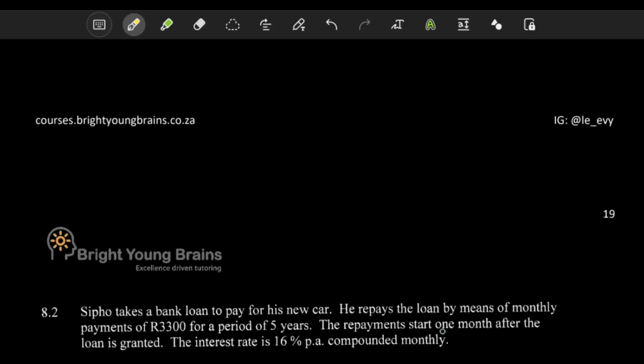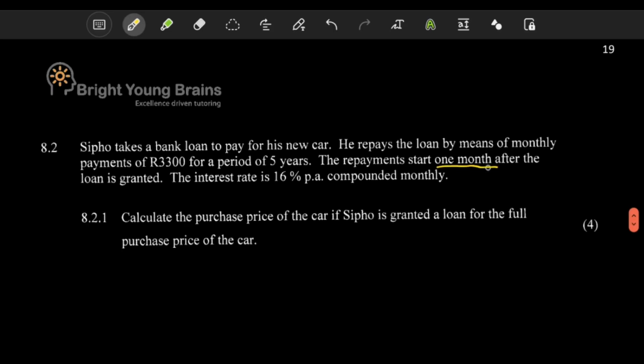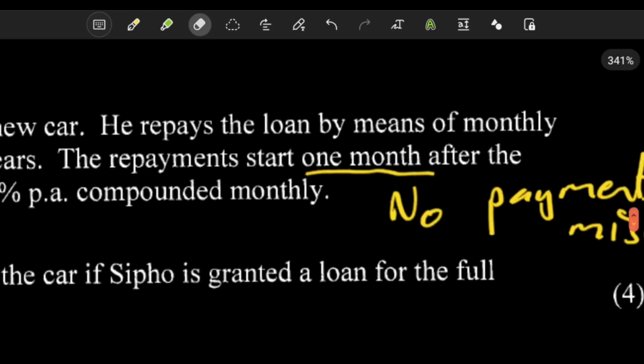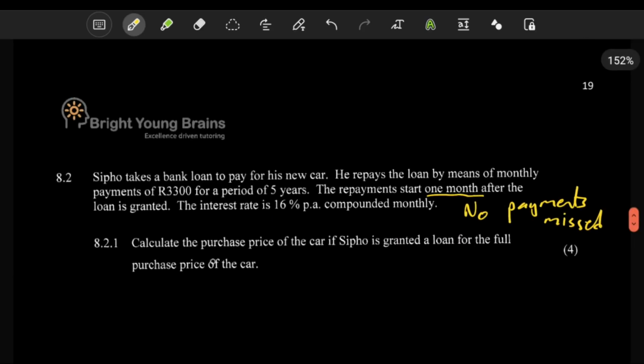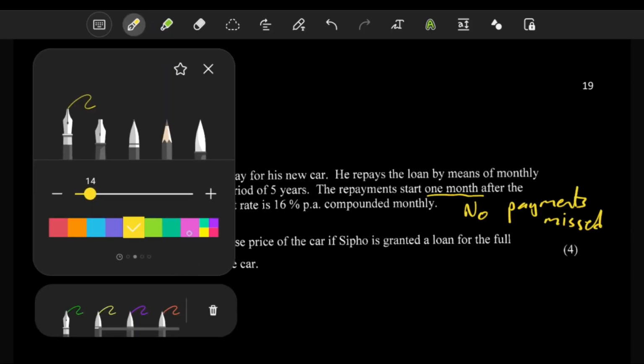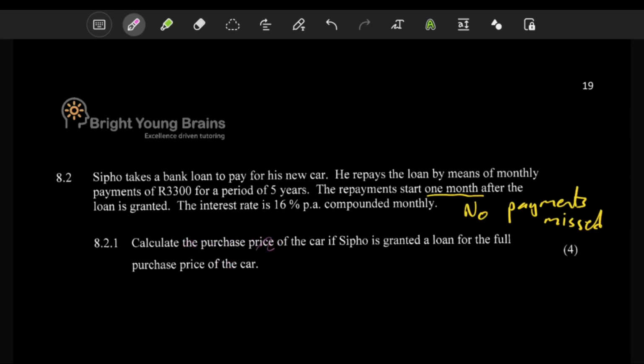You see, this idea of starting 1 month after the loan is granted just means no payments missed, because only a month after the loan is granted do you need to make your first payment. Before that you don't have to worry. They say the interest rate is 16% per annum compounded monthly. So we should calculate the purchase price of the car if Sipo is granted the loan for the full purchase price of the car.